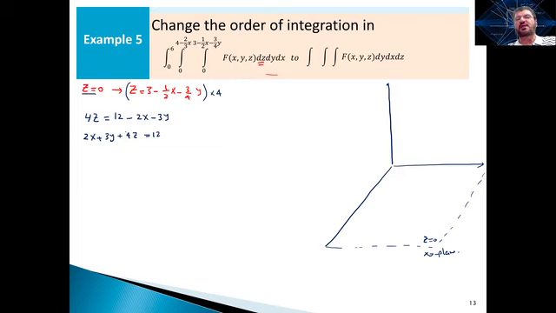Do you remember the graph of this one? If we let x equal y equal 0, what do we get? We get 4z is equal to 12, so z is equal to 3. Here is 1, 2, and 3. That's the thing. So this is x 0, y 0, and z 3.